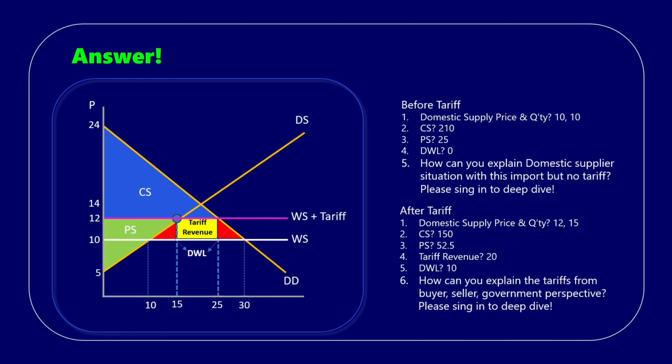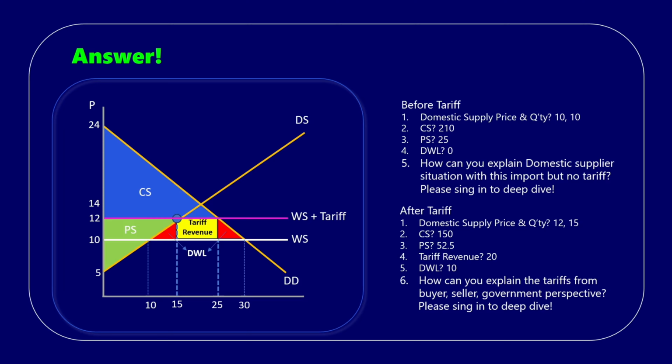But when the tariff is added, it raises the price from 10 to 12. At this higher price, domestic producers increase production to 15 units, while consumers reduce quantity demanded all the way down to 20 units. Imports shrink from 15 units down to just 5 units. Because of the higher price, consumer surplus falls, while producer surplus increases since domestic firms sell at a higher price. The government now collects tariff revenue equal to the tariff per unit multiplied by imports, which is just a rectangle on the graph.